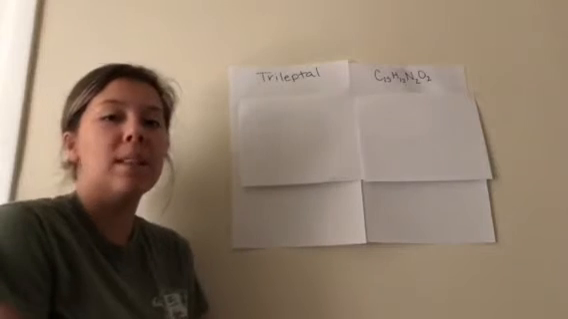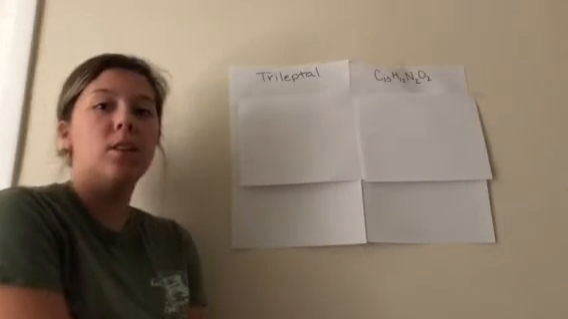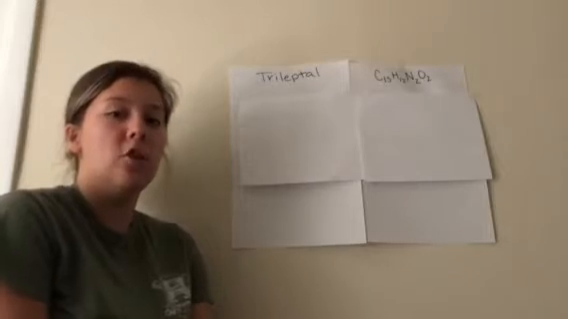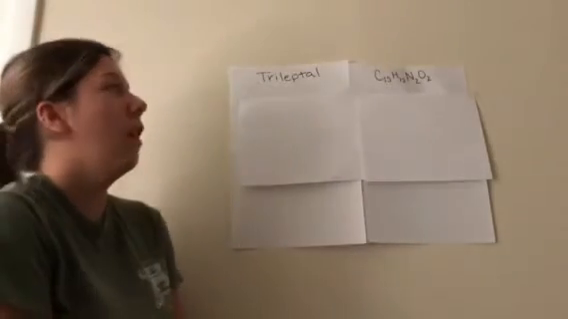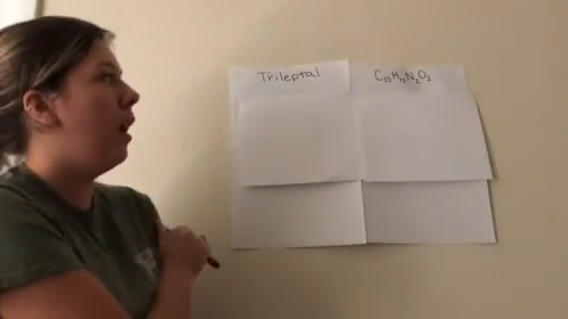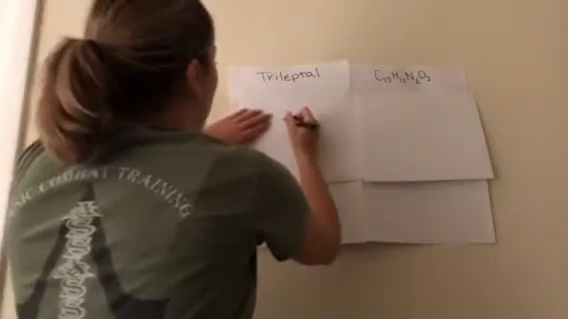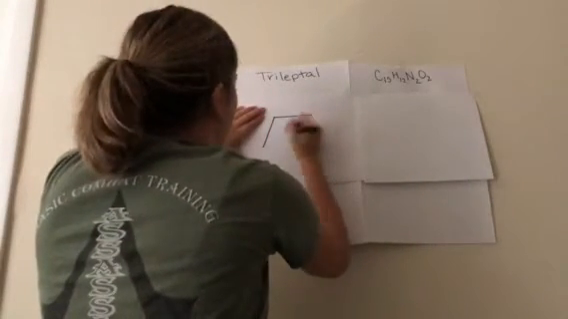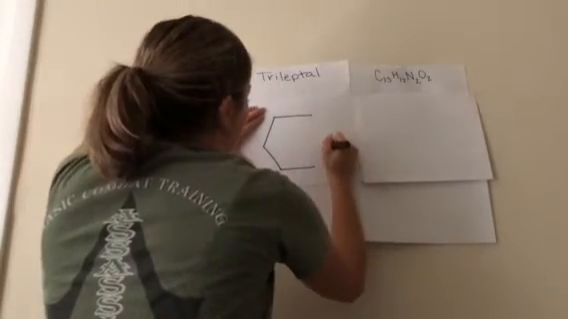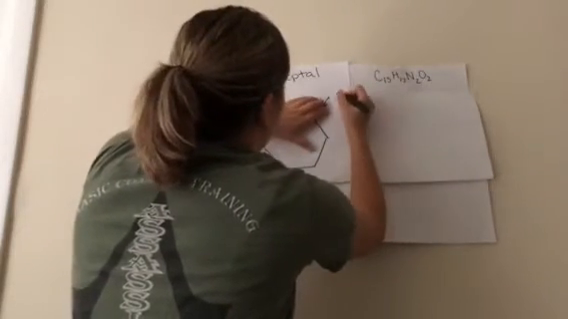Hello, my name is Emma Watkins, and today I'm going to be talking about my molecular diary medication that I chose, which is Trilepidol. I went ahead and wrote down the formula, which is carbon 15, hydrogen 12, nitrogen 2, oxygen 2. So I'm going to go ahead and just start by writing out exactly what this formula looks like on paper.